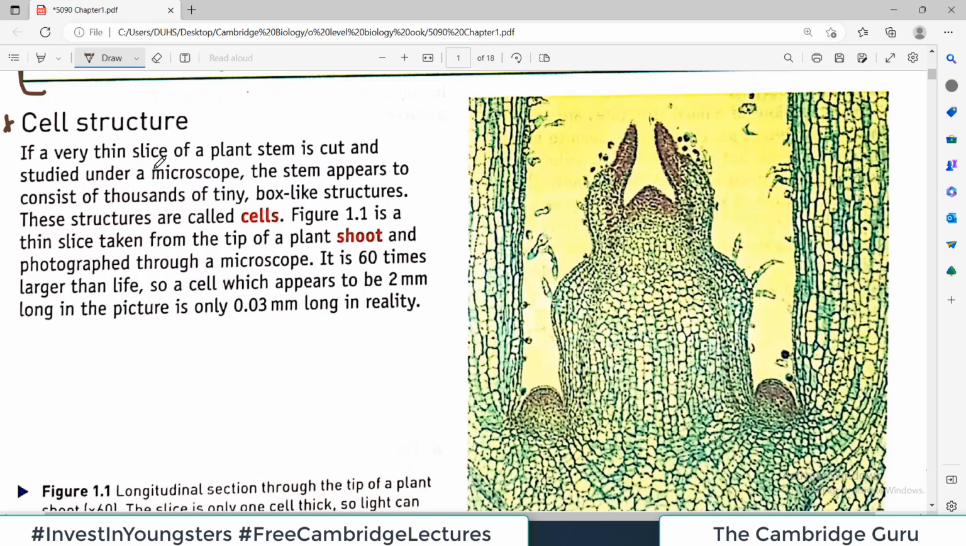If a very thin slice of plant stem is cut and studied under a microscope, the stem appears to consist of thousands of tiny boxes or box-like structures.